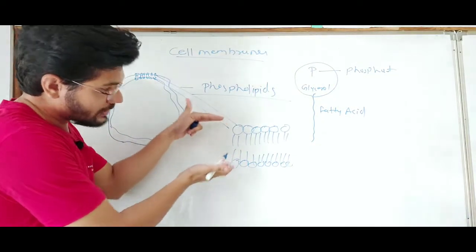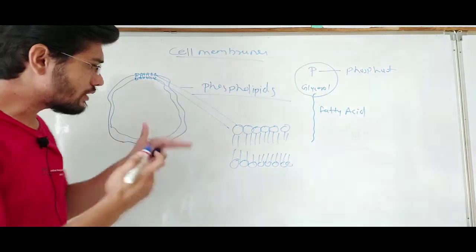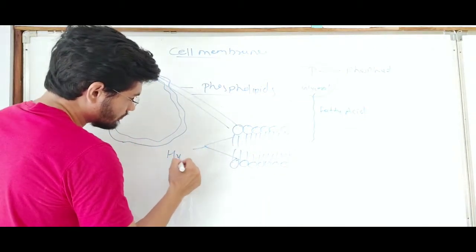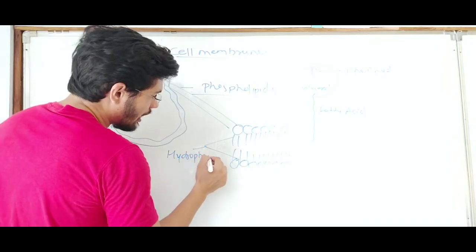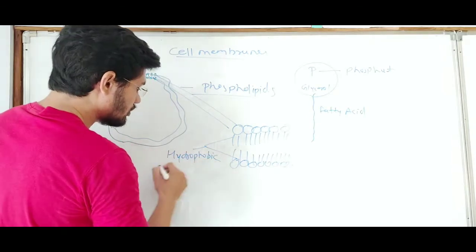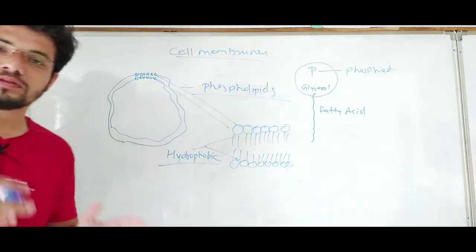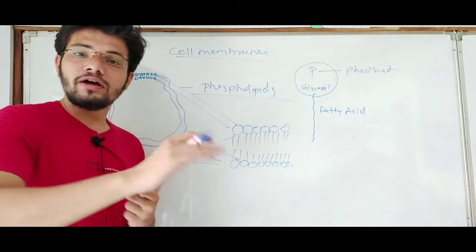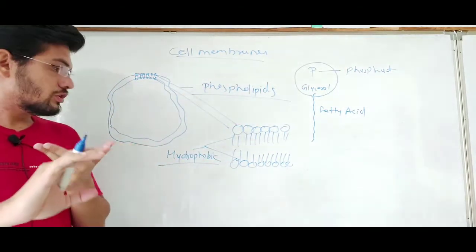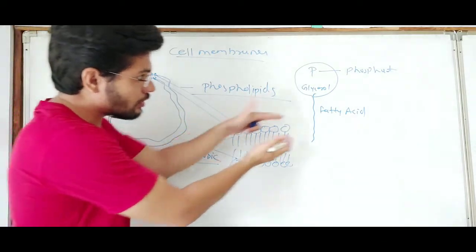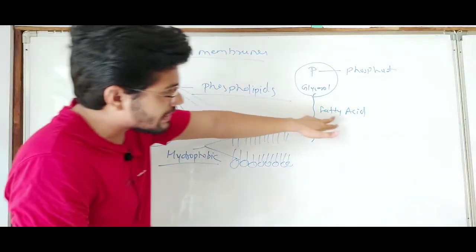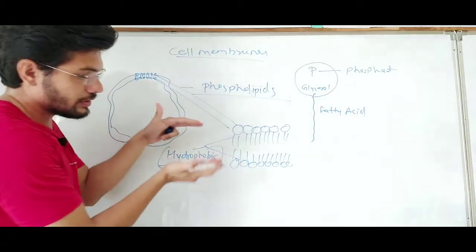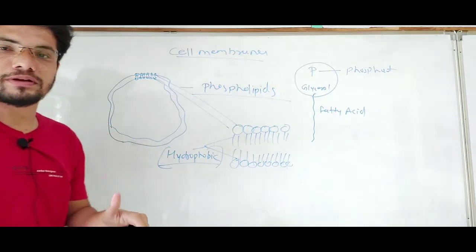So why bi? Because there are two layers of phospholipid, and the middle portion is hydrophobic or non-polar. What does hydrophobic mean? It means it will not dissolve in water; it will hate or repel water. Why? Because in this middle portion the fatty acids are arranged. So this is the hydrophobic region of the plasma membrane.